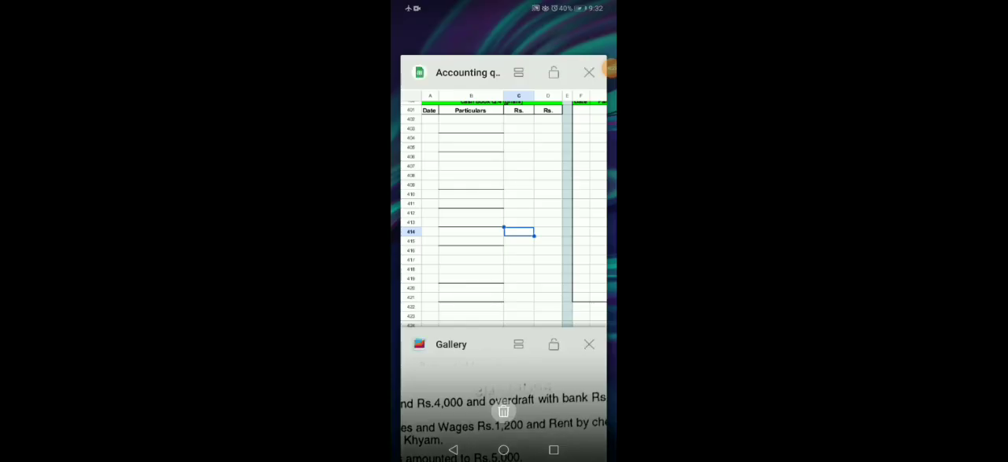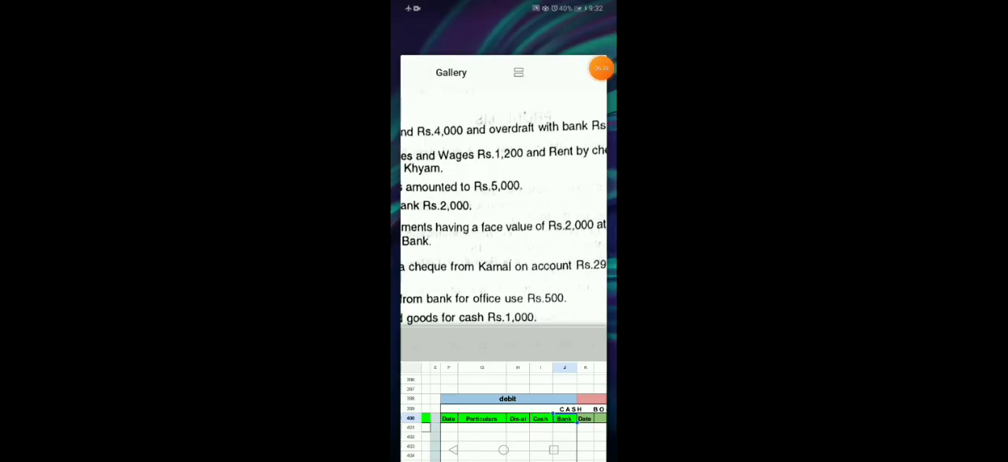What does that mean? It means our cash book will contain entries regarding discount, entries regarding cash, and entries related to the bank as well. It means all three columns will be filled. All right, and now we are going to start our question. We will be starting from the first.